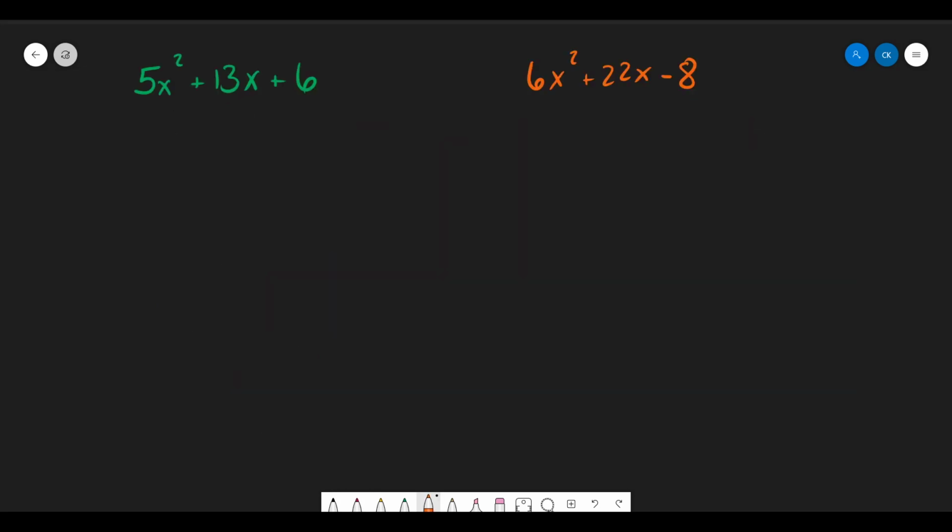So here are two more problems. I'd like you to try these on your own. Hopefully you can get them. Again, just as a hint, always look for the GCF first. If there is a GCF that you can take out of all three terms, take that out first. But again, pause it. I'll give you about 5 minutes. Try and solve these problems on your own.